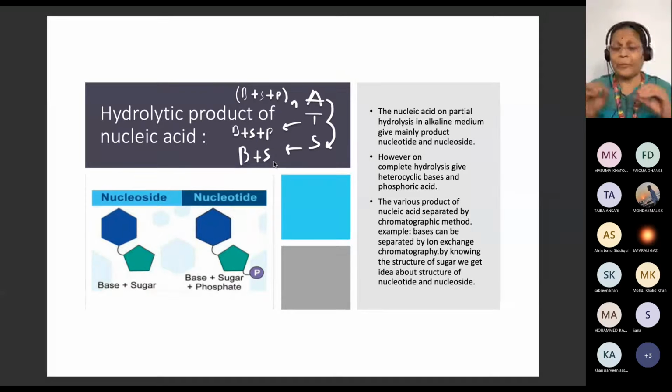Nucleoside is nothing but a base and sugar. I have written here B plus S. Now to this B plus S, if I add phosphate, I just have to add phosphoric acid. So now you have got a hexagon base, a pentagon sugar, and this phosphorus. BSP is nothing but your nucleotide. And if I take this nucleotide n times as a polymer, then it is called as... anybody tell me?